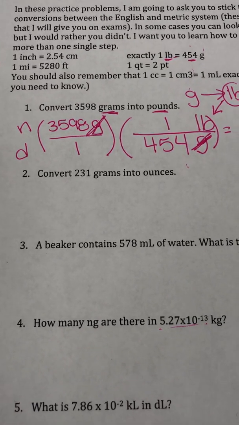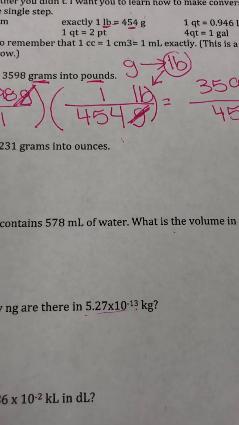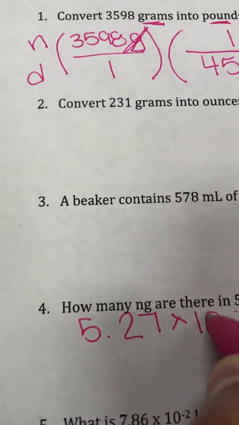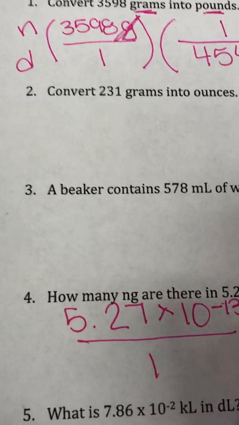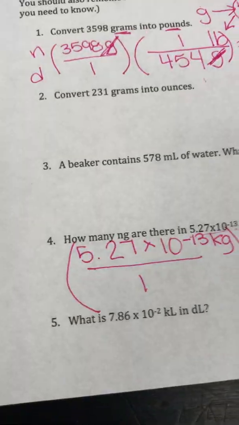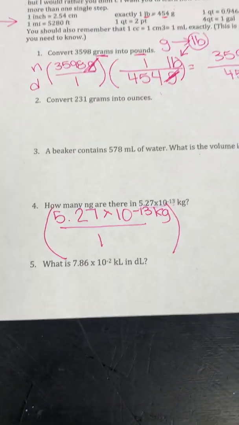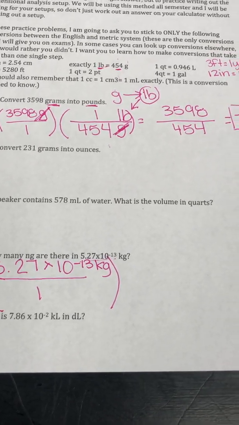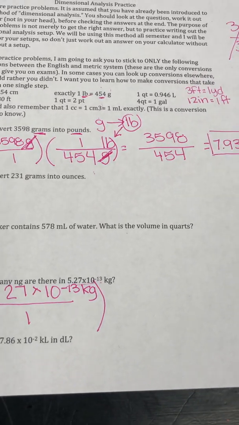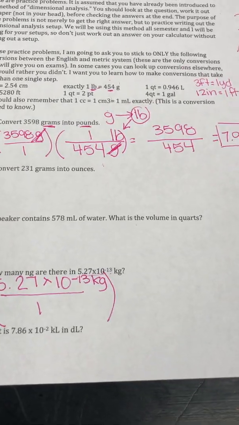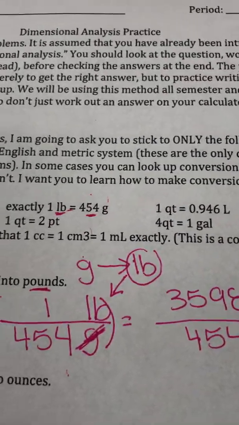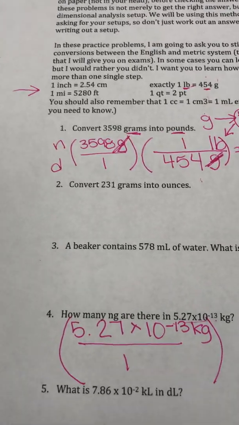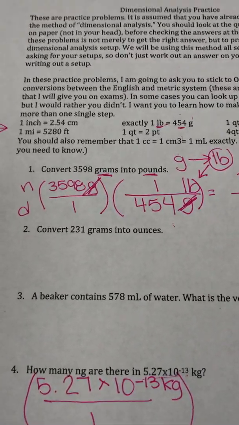So we start with what we know. And what we know is we have 5.27 times 10 to the negative 13 kilograms. So I'm going to write that, and I'm going to set it over 1. Remember, kilograms here. Now, in the conversion tables in your notebook that I gave you last week sometime, you'll see that there's a conversion from kilogram to gram, and then you'll go from gram to nanogram. You'll need to use that metric table in order to find these conversion numbers.